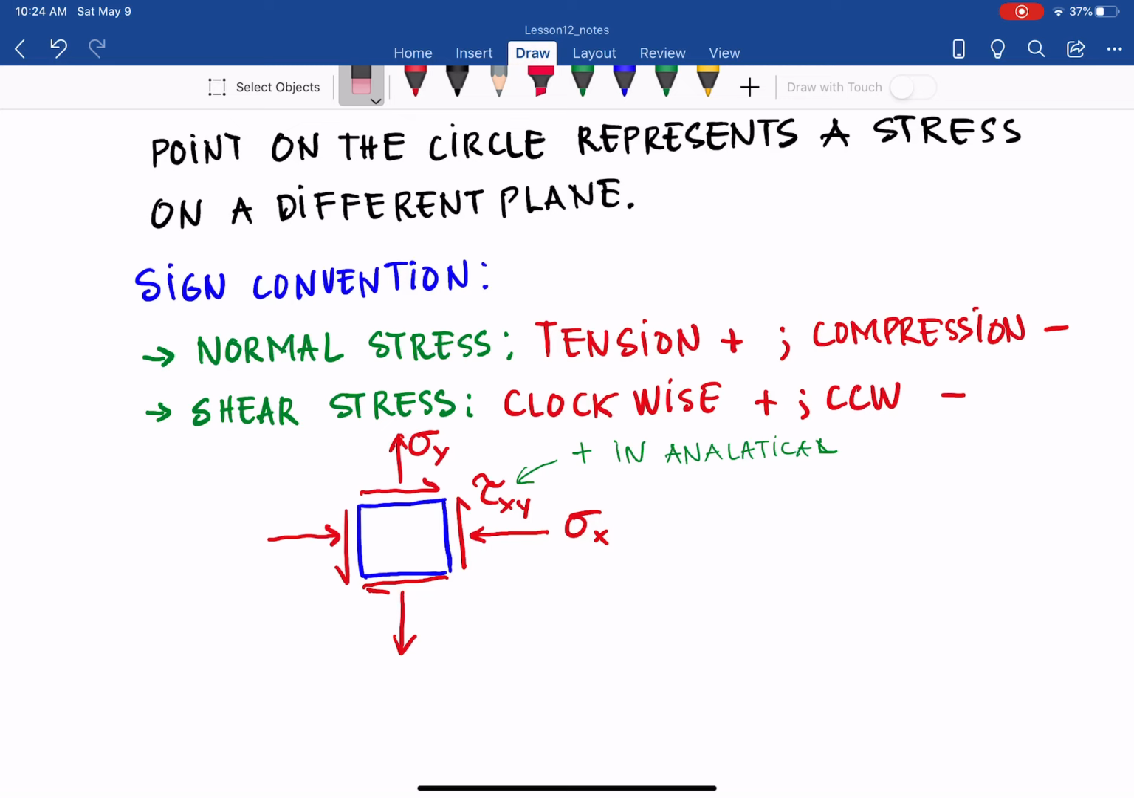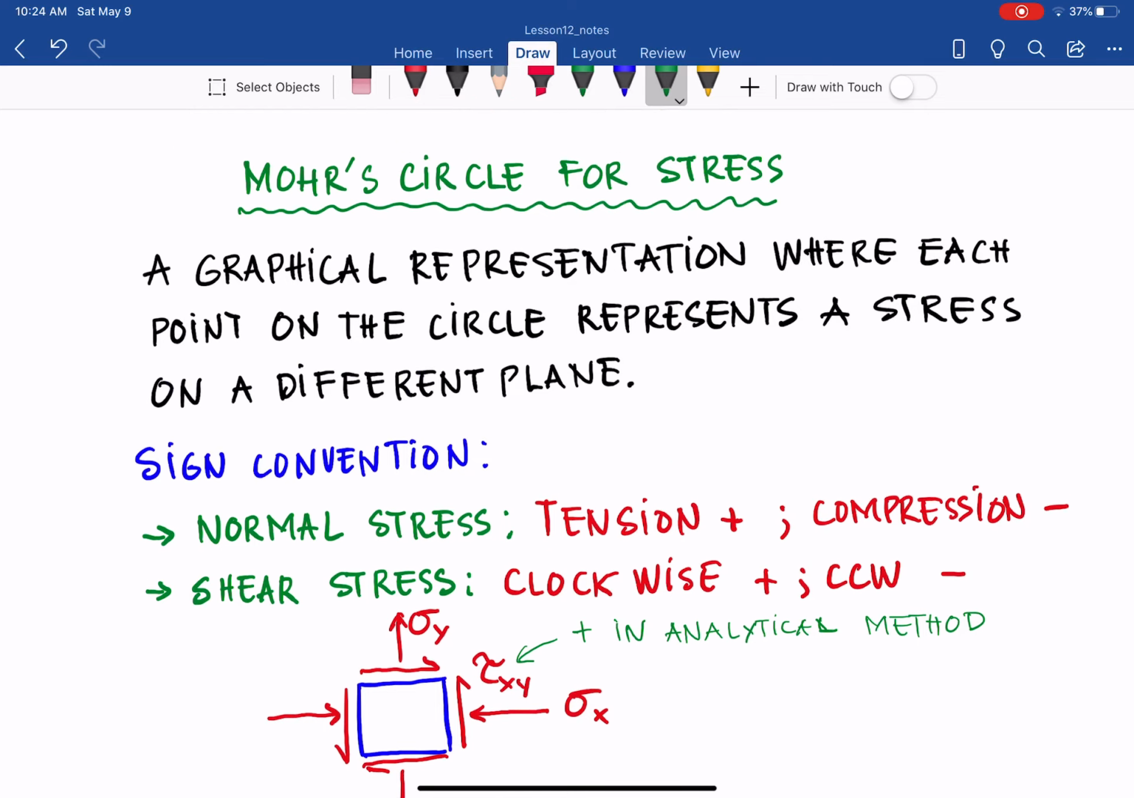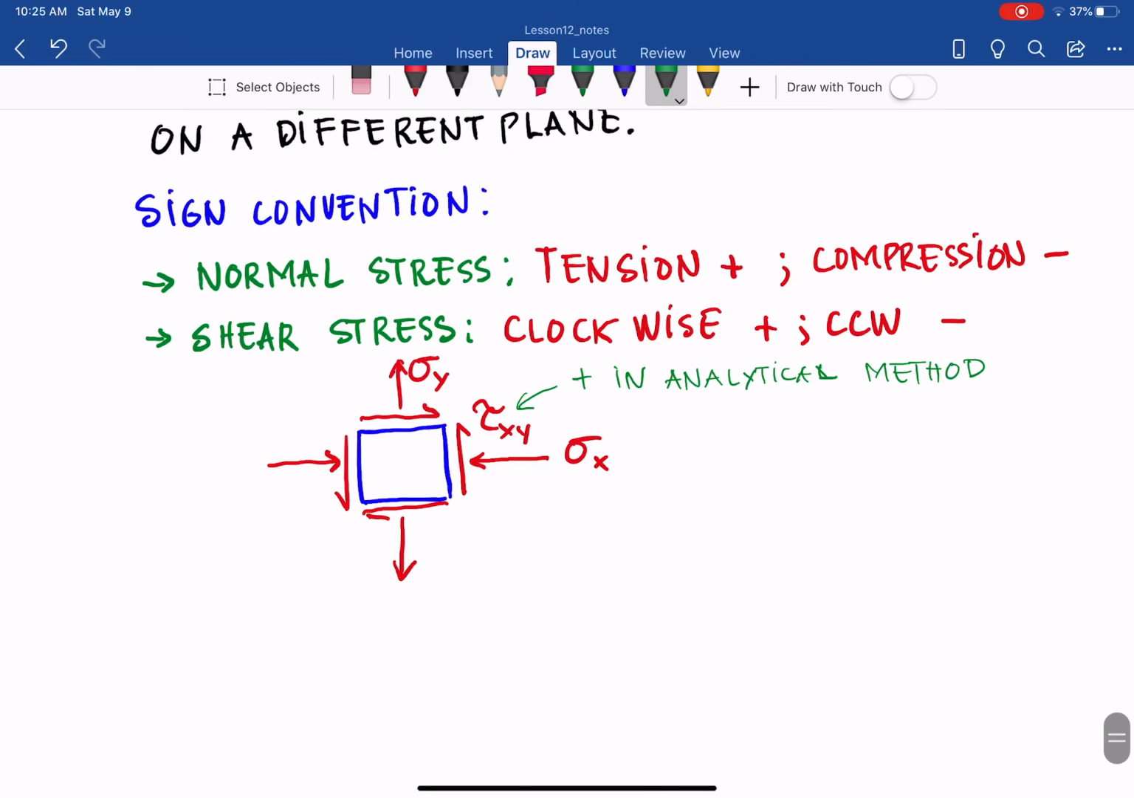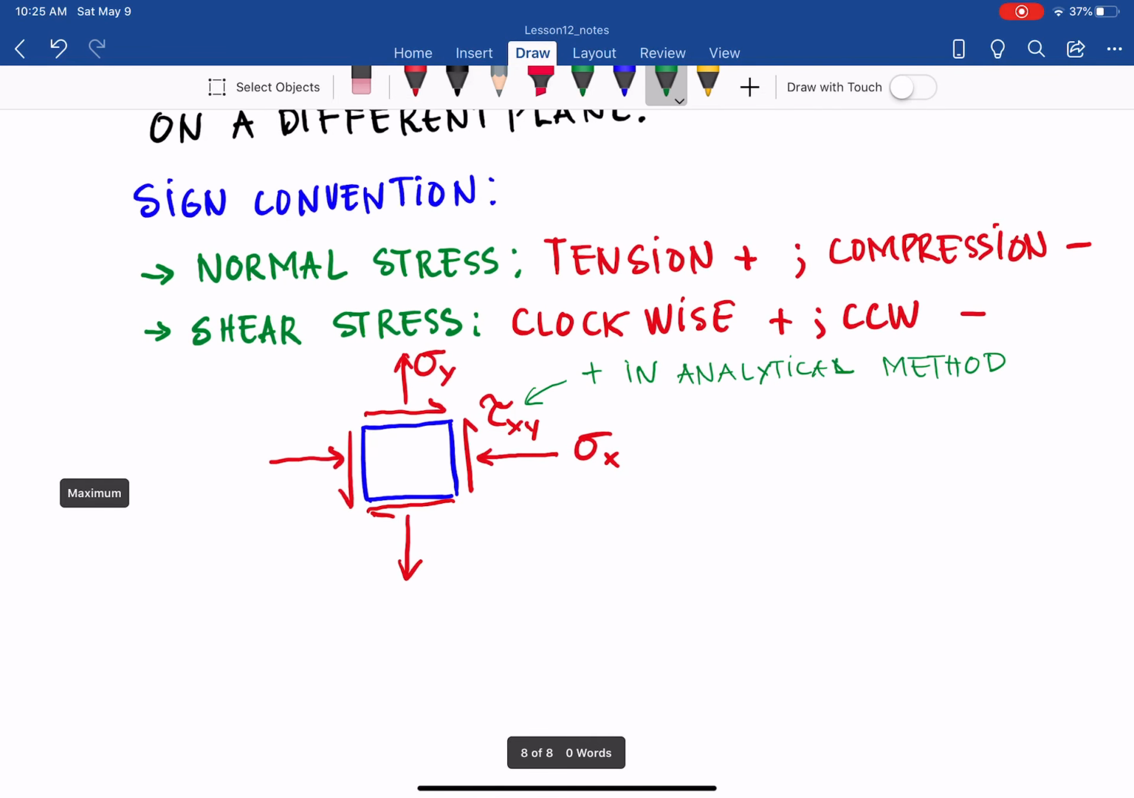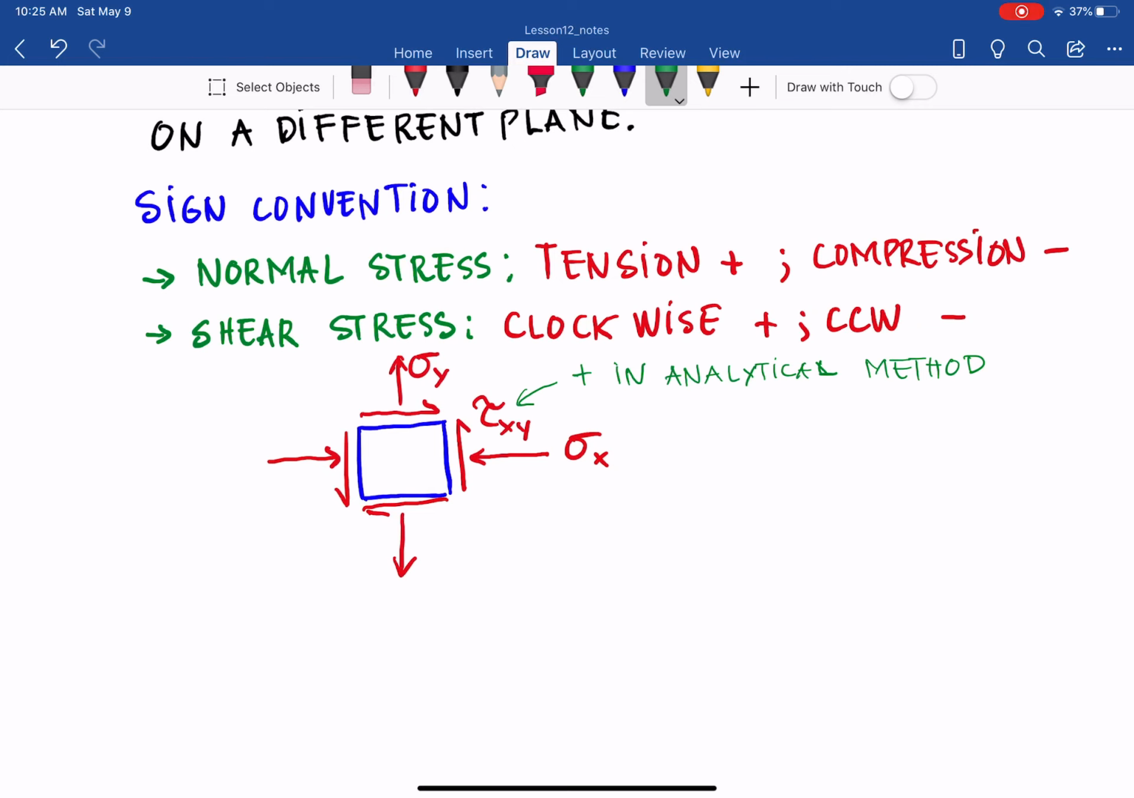Analytical method, because tau xy goes the same as the positive y direction. But for tau xy, based on the sign convention here, it tends to create a counterclockwise rotation for the blue block there. So counterclockwise is negative, and as you can see here, it will be negative in the Mohr circle.